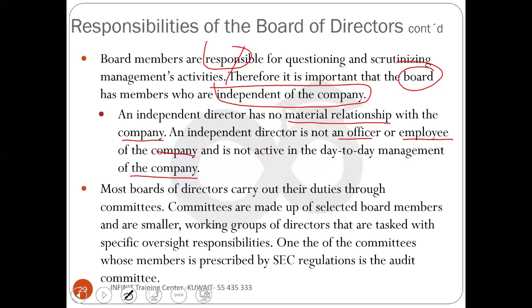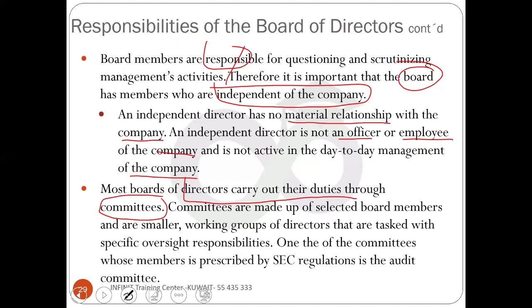And most of the board of directors carry out their duties through committees. So the board of directors will form a committee. For example, a budget committee. So experts from the budget side will have a committee. Maybe 3-4 directors will be working on the budgeting.